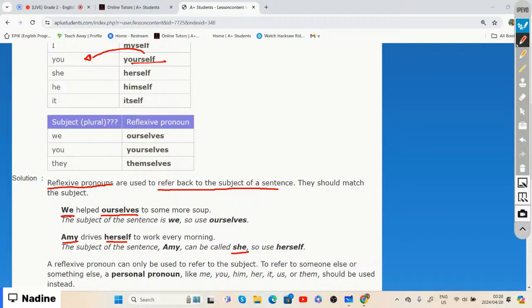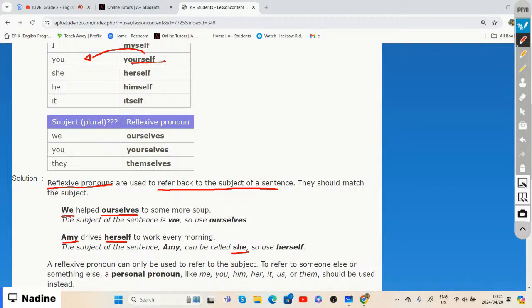If we say himself within the sentence, then it needs to refer back to he or to a boy's name. Itself needs to refer back to it. Myself needs to refer back to something that I am doing. Ourselves needs to refer back to what we are doing. Yourselves refers back to what you are doing, which is the subject you, or themselves refers back to they, something that they are doing. All right, so it refers back to the subject.